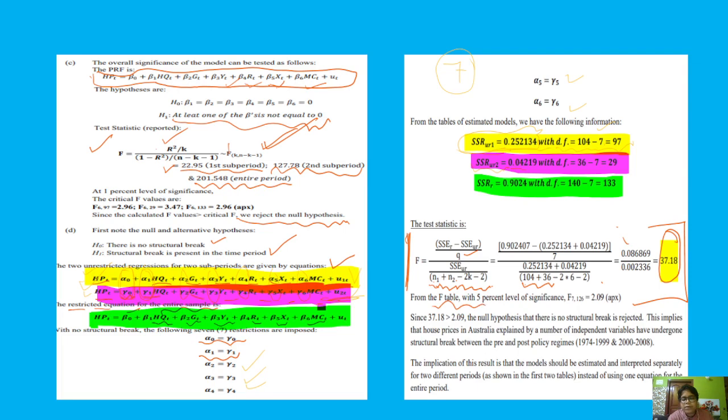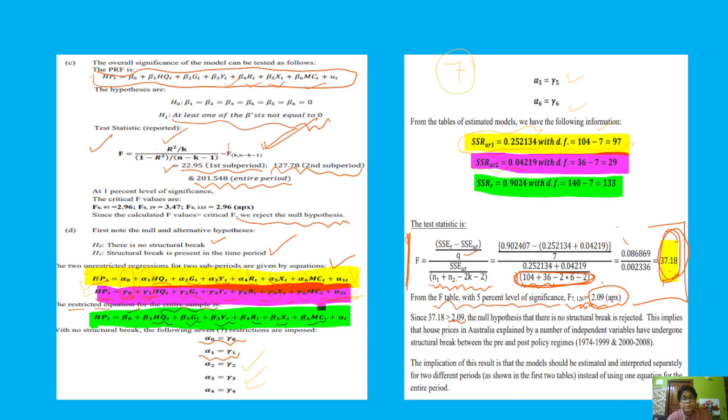And from the F table with 5% level of significance, you can find the value as F with 7 degrees of freedom in the numerator and 126 in the denominator. And 126 is coming from this value. So the critical value at 5% level for F is approximately 2.09, and the F calculated one that we found, 37.18, is greater than 2.09.